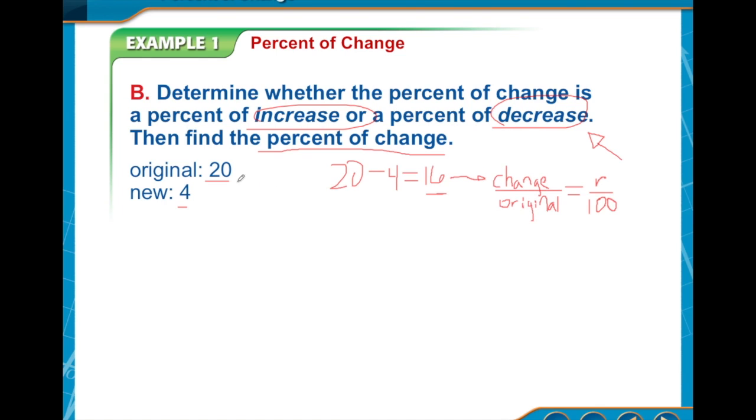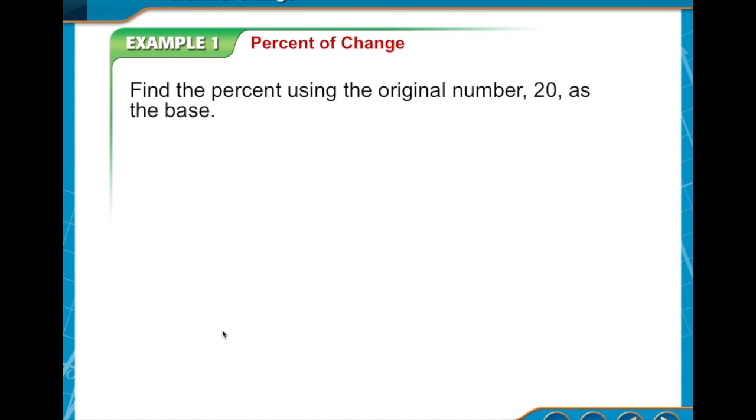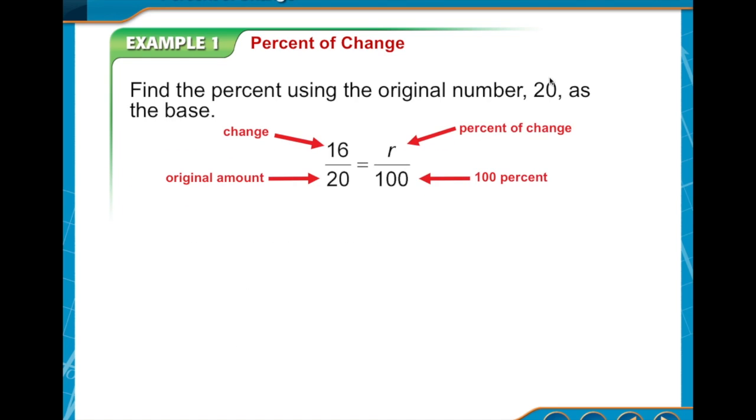Our original value we know is 20, so that's going to go on the bottom here. And then we have 3 numbers and 1 variable, and we know how to solve those. So all we have to do is plug those in. So we said the amount of change is 16. We found that here. Our original number was 20. That's going to be the base.